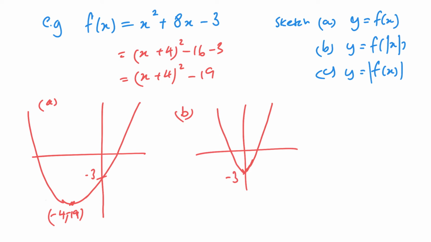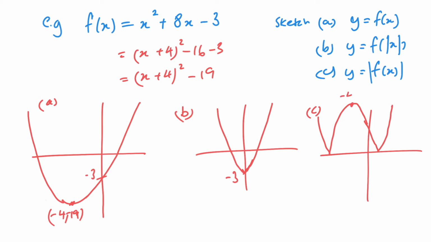And then part C, we can have no negative values of y, because the whole of f of x is in the modulus sign. So we go down, we get that bounce up and down, and then finally up. Okay, and again it's about marking on the values. So this is -4, positive 19 now, and it's crossing here at positive 3. Need to get those values accurate.